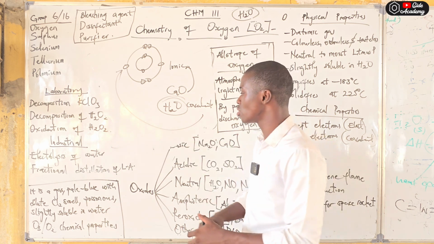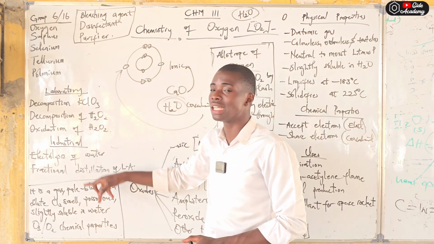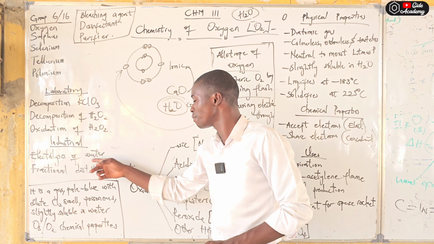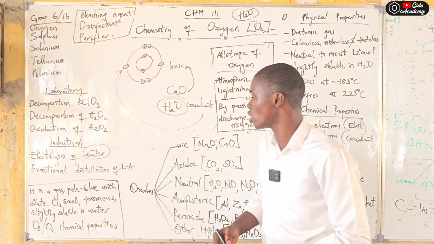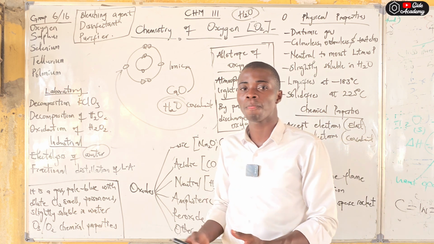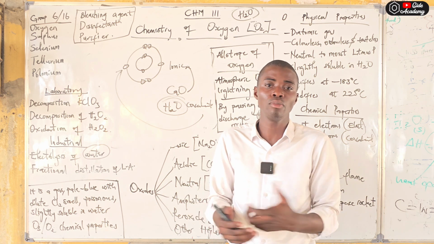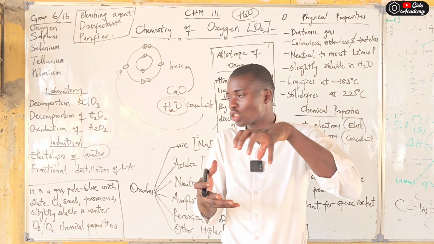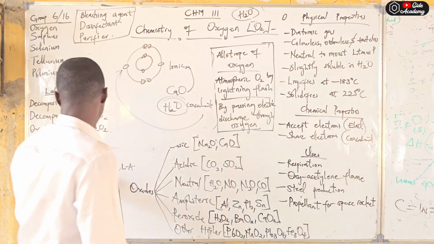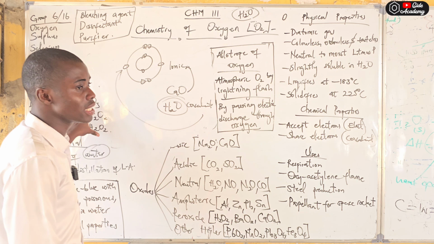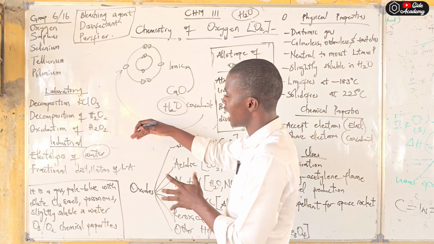What about the industrial preparation of oxygen? Oxygen can be prepared in the industry using the electrolysis of water. So in the electrolysis of water, oxygen is produced. We also have fractional distillation of liquid air. Like what I explained in my previous video, air is a gas, a mixture of gases. When that air is compressed to a liquid, and then you separate the fractions and get your oxygen, it is called fractional distillation of liquid air. So these are the processes of preparing oxygen in the laboratory and in the industry.